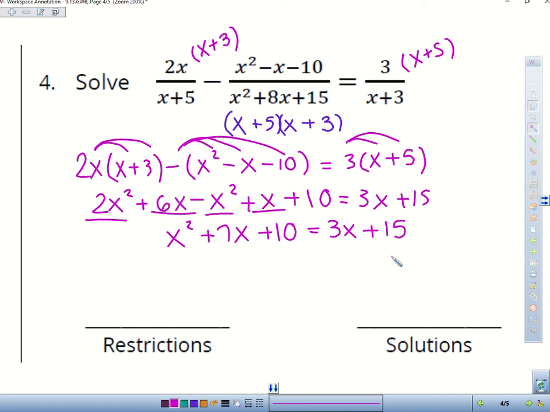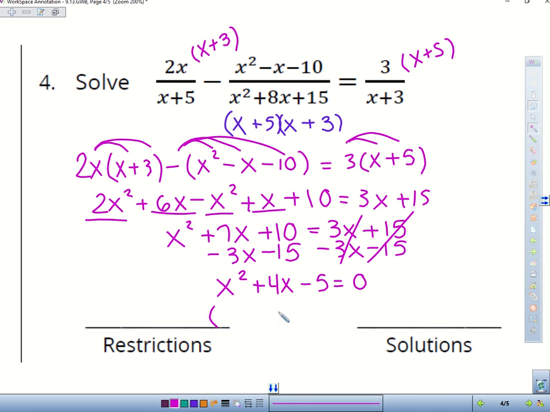If we're going to factor this trinomial, I need to make it equal to 0. So I need to subtract over the 3x and the 7x, but also the 15. That gives me x squared plus 4x minus 5 equals 0.